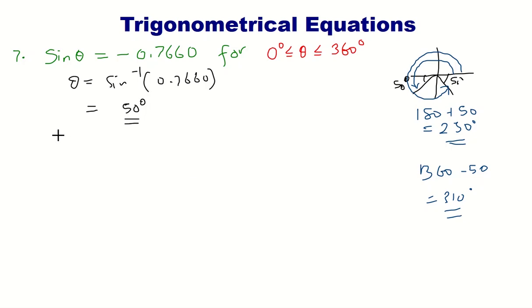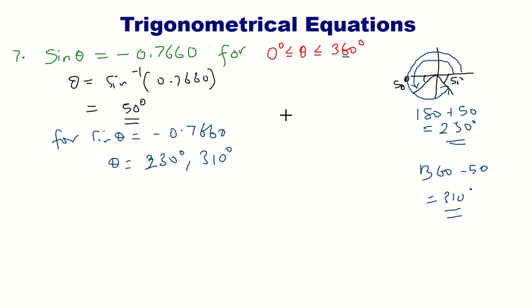So for sine theta equals negative 0.7660, our theta is expected to be 230 degrees and then 310. These are the first two values. So how do we get other values? By adding 360 on each of these. But when we add, we see we are going to go beyond the 360 in our limit.